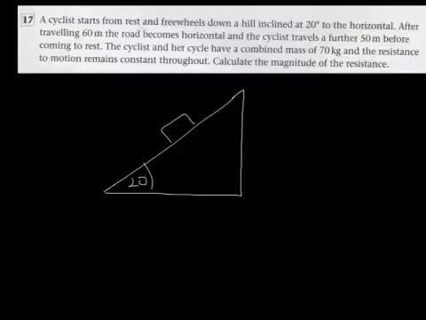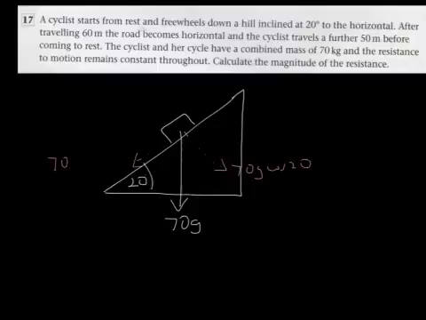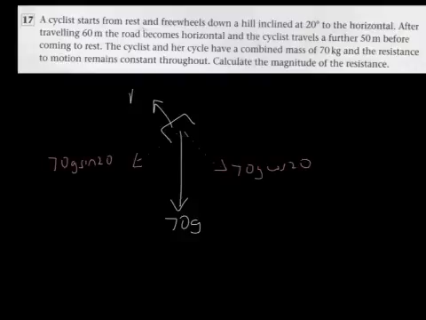So there's a cyclist. The cyclist has mass 70 kilograms. So we can resolve this into the slope. So that's 70g cos 20, and this is 70g sine 20. There's obviously a normal reaction, and there's also the resistance, which we'll call R.